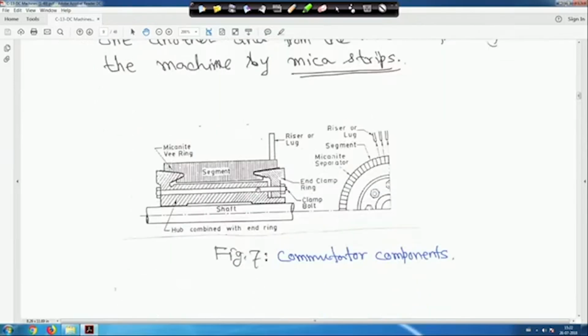So, this is some kind of diagram. This is the commutator segment, this is micanite V ring, and this is the riser from this commutator where the windings are connected to this riser or lug, right. I suggest you see in your college an open DC machine, DC motor or DC generator, and this is the commutator segment, right, and this is called riser or lug, and this is the segment, and they are all insulated, separated from each other by mica, and this is the end clamp ring and this is the clamp bolt. This is just to give you one idea about this commutator, right, and this is the shaft.